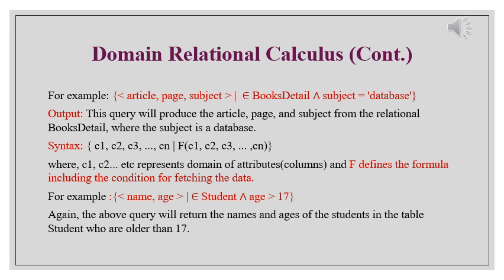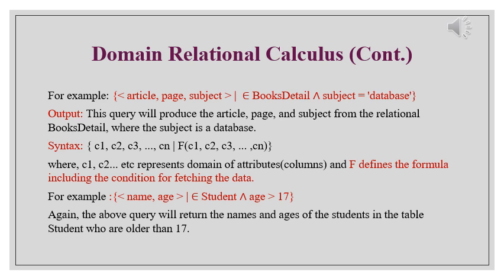Continuing on the same concept of domain relational calculus, you can see the first line is an example of the attributes article, page and subject which belong to the book details relation, where the subject is equal to database. So this query will produce the article, page and subject from the relation book details where the subject is database.